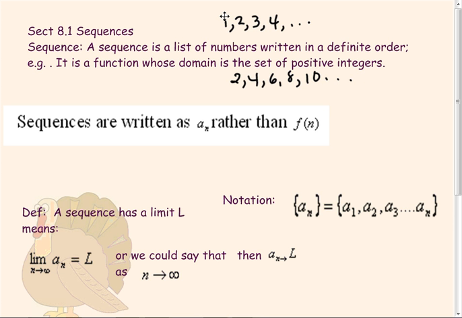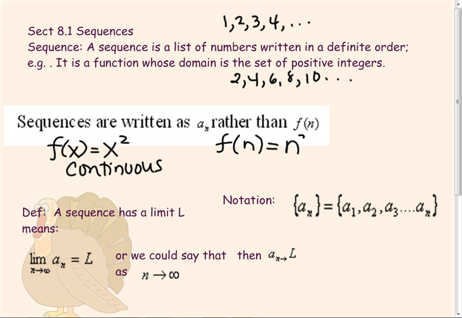You could talk about a function of x. This is continuous. f(x) equals x squared. That's continuous. There are no breaks in my graph. But when I do sequences, if I want a function of a sequence, I could write it this way. But I could do the sequence of squares. So a sub n might equal n squared.